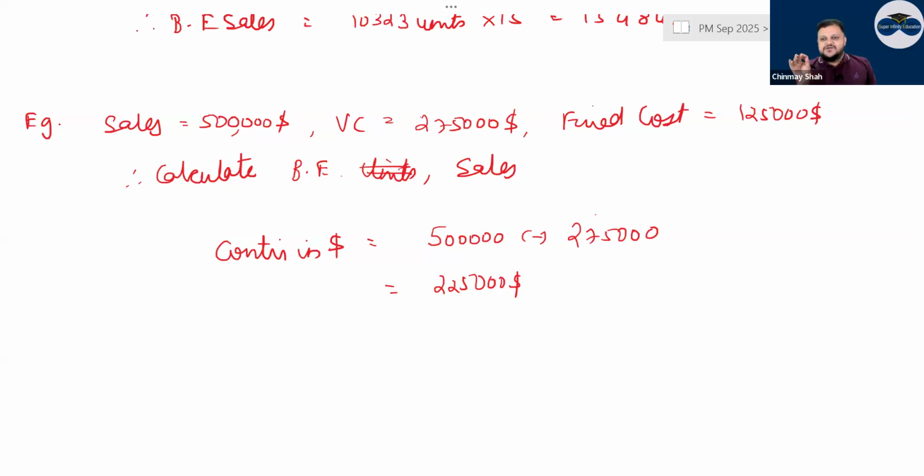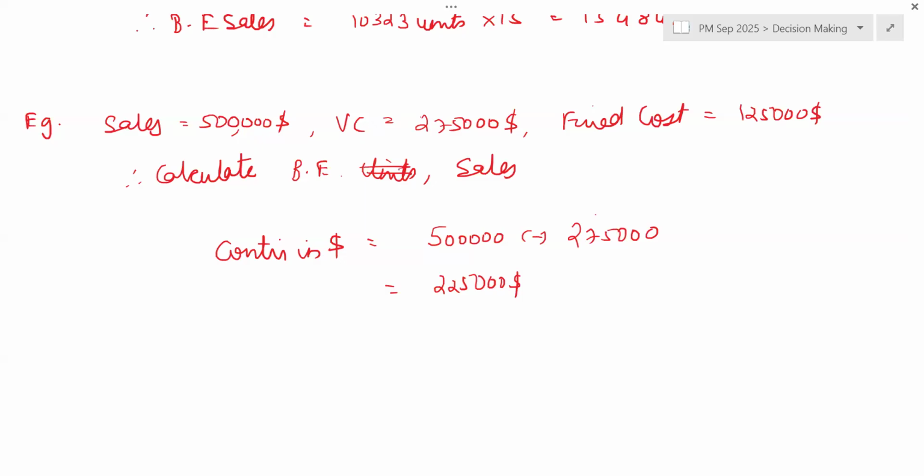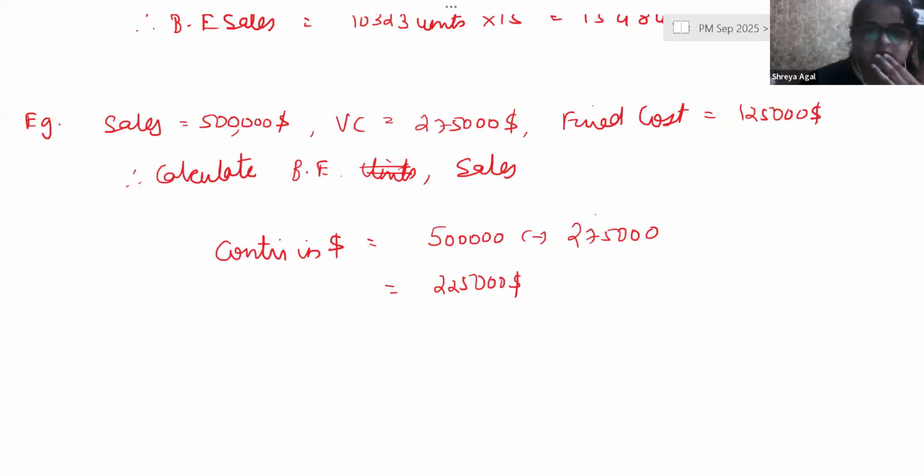Because see, are units given to you anywhere? No, sir. 575,000 sales. Break even sales. Okay. Is it $575,000?